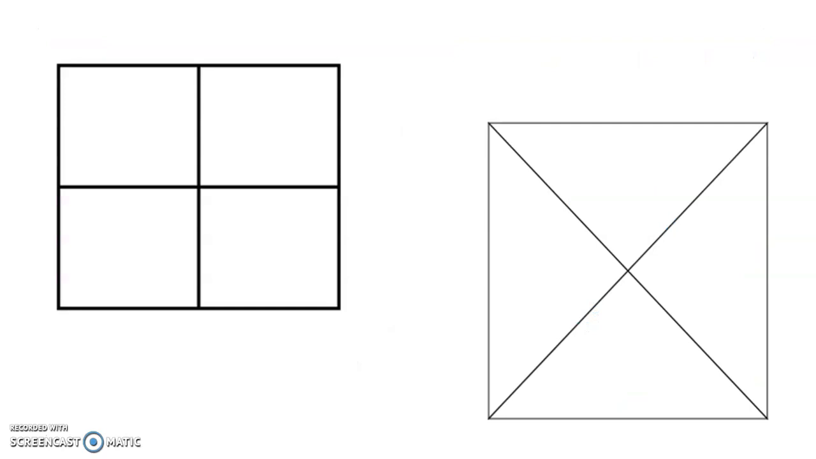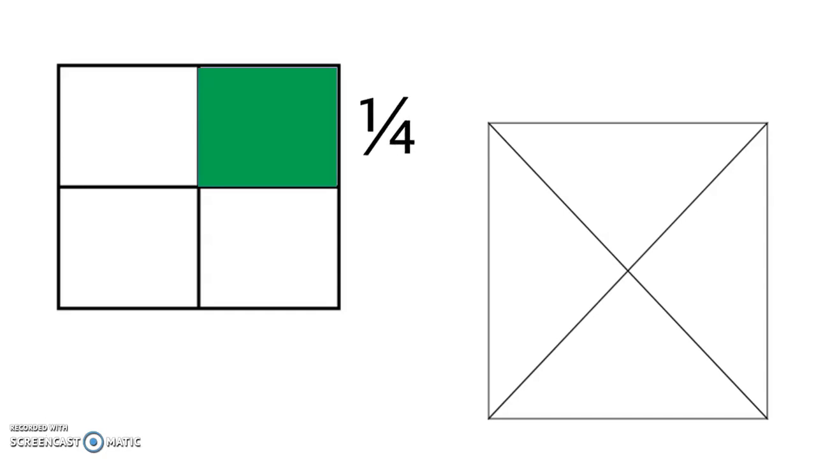Okay, now I've got 2 shapes. They are the same shapes, but they are divided differently. Let's have a look at the shape on your left. It's a square. I want you to color in 1/4. Am I going to color in 3 squares? No, I'm going to color in 1. I colored in green, so my fraction is 1/4.